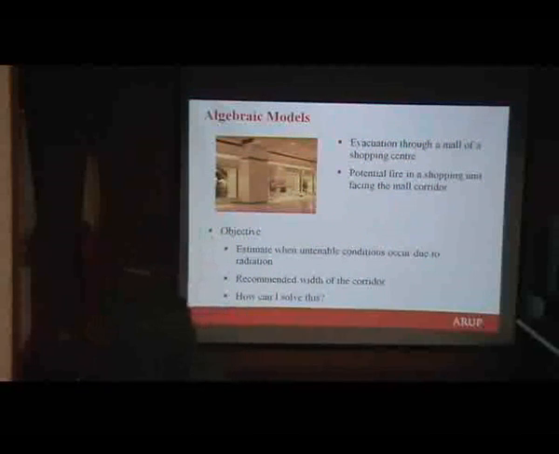So this is an example of a shopping mall in which you have a long corridor full of occupants, for example, and potentially you can have a fire in the shops. The objective of this study, for example, is that you need to size the corridor. So you have to propose a recommended width of the corridor. And this can be done by estimating the thermal condition caused by radiation from a fire in the shops. So in this particular problem, how can I solve this? How can I estimate the radiation that comes to the corridor and onto the occupants?